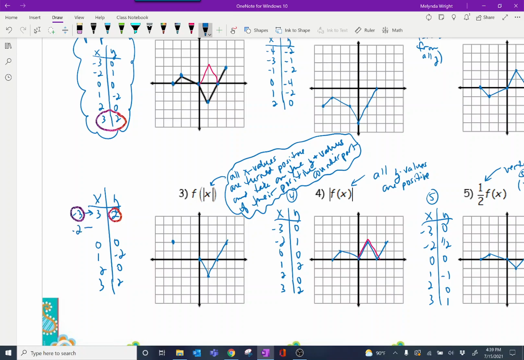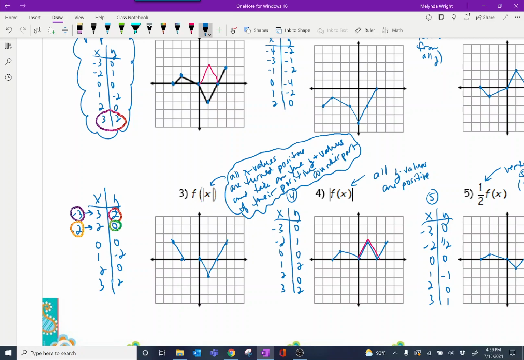Okay. So let's explore the next point, the -2. So the -2 would take on a 2. We look up here, we see that 2 value is at 0. So the point that I'm going to graph is -2, 0. So -2, 0 would be right here.